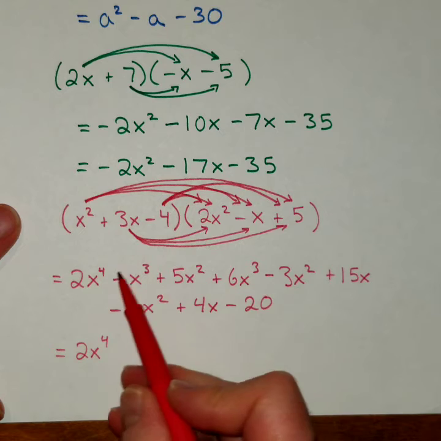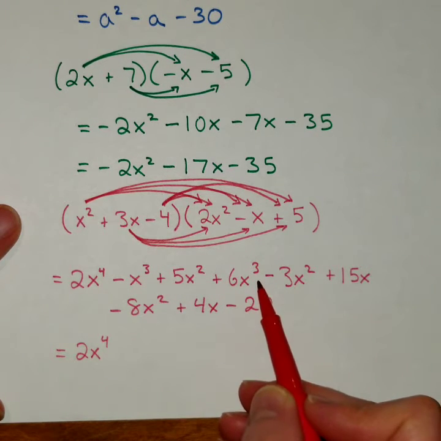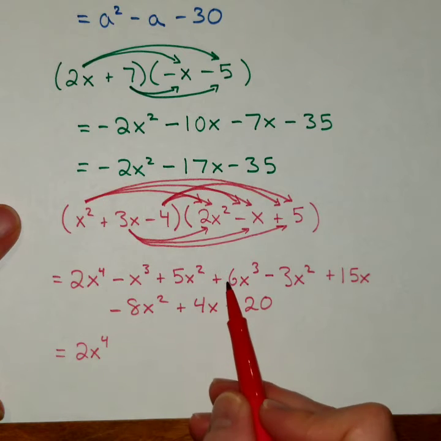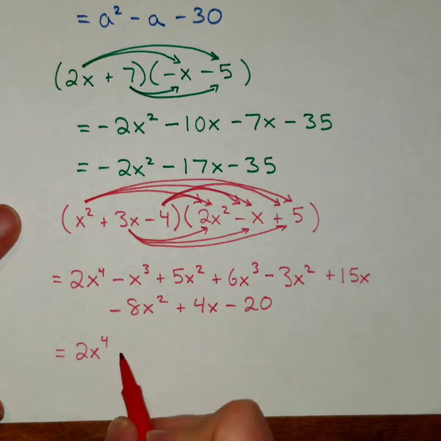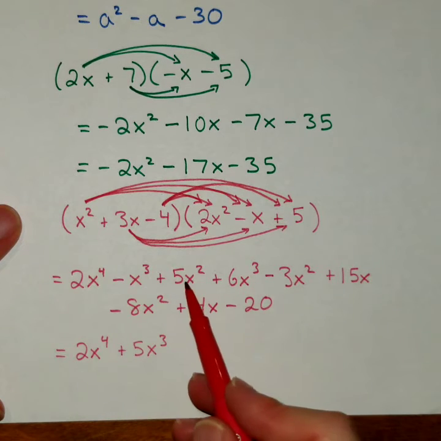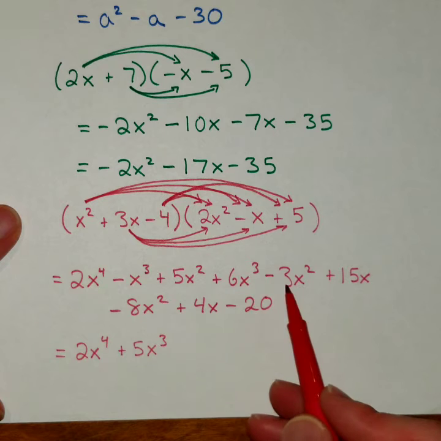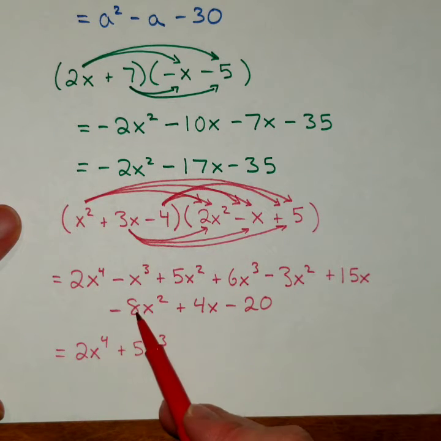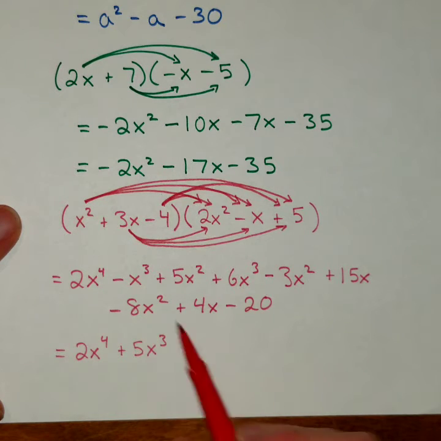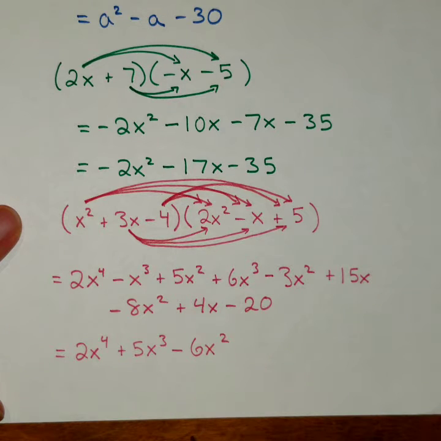Let's see, I've got a minus x cubed and a plus 6x cubed. So minus 1 plus 6 is plus 5. I've got a 5x squared, a minus 3x squared. Combine those, I'm going to get a 2x squared. But then I also have this minus 8. So 2 minus 8 is negative 6. So that would be a minus 6x squared.